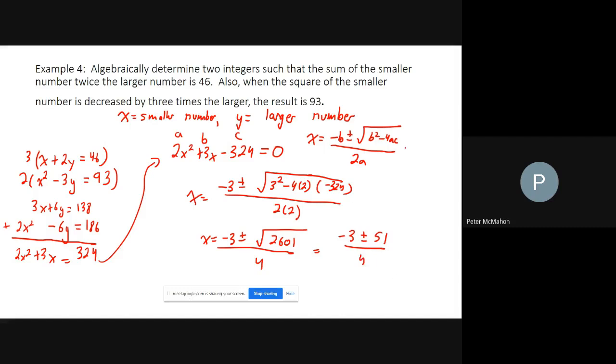So my first solution, x1, is negative 3 plus 51 over 4. This is going to be 48 over 4, which is 16. Okay, so x1 is 16. x2 is negative 3 minus 51 over 4. Negative 54 divided by 4 is negative 13.5.